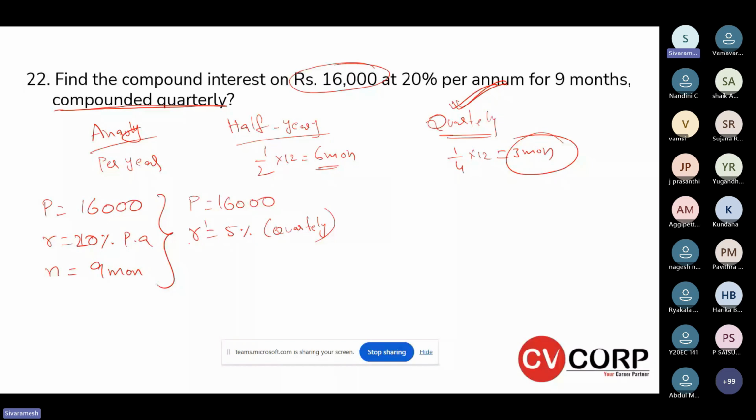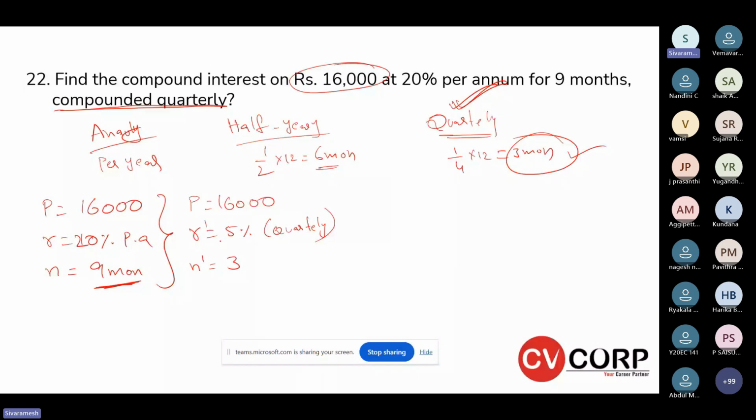Now, when it comes to the n value, most of the students make mistakes. Now, I will tell you the simplest way to take the conditions for compounded half yearly or quarterly. Let's say quarterly exams are conducted every 3 months. Now, in total we have a 9 months time duration. How many quarterly exams can I conduct? 3 exams. So the n value should be 3. You should consider the n value like that. Don't do 1/4 of 9 months. Okay. So here the new values of r and n got changed.